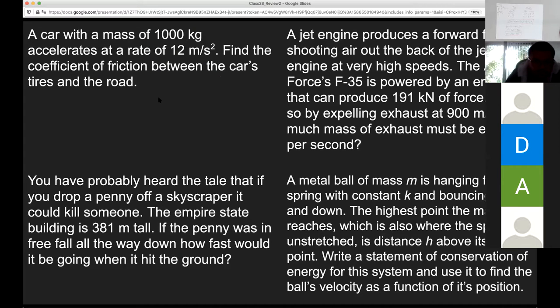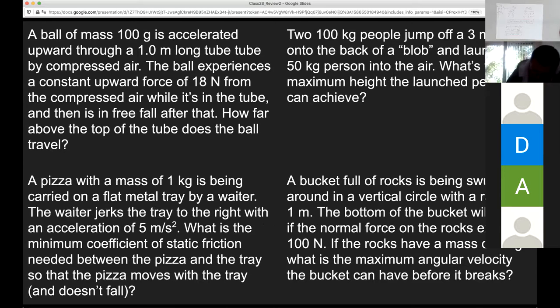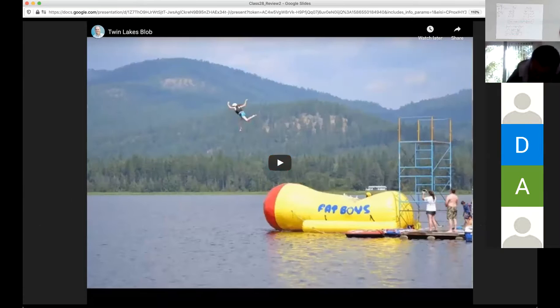So this one, car with a mass of 1,000 kilograms. I swear I have a different one. How does it start? Hold on. Never mind. It's the one of the blob. Ah, the blob one. I was hoping somebody would ask for that one because that one we can actually watch a video of.